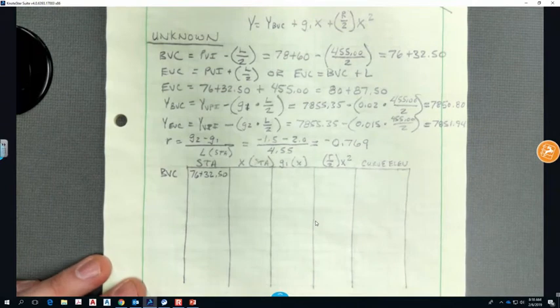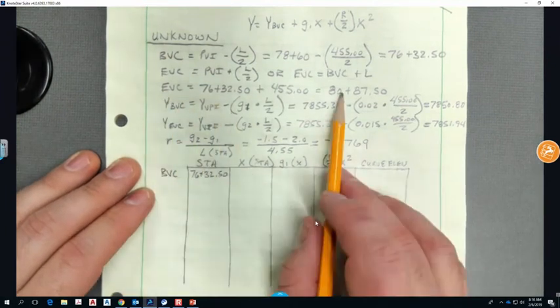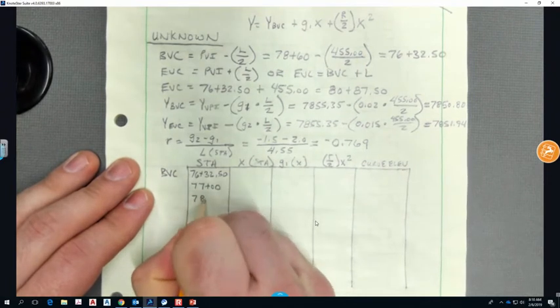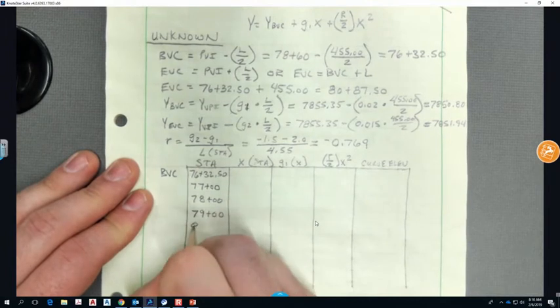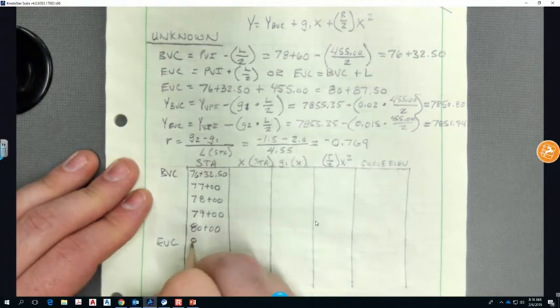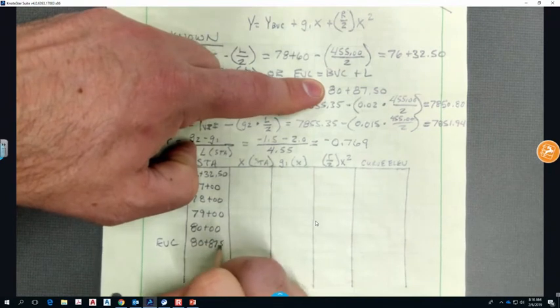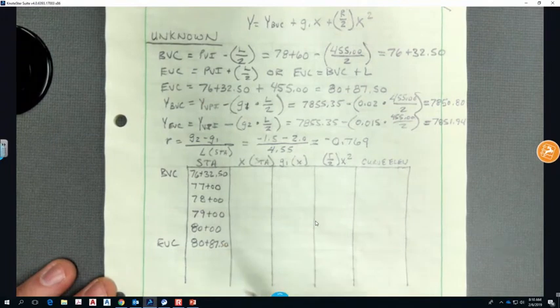Okay? Now I want to go to whole stations after that. So I'm just going to go all the way out, for whole stations, all the way out to our EBC station. So I'm going to go 77 plus 00, 78 plus 00, 79, 80, and then we have our EBC at 80 plus 87.50. Okay? So I just did our whole stations in between and then ended at the partial station of EBC.